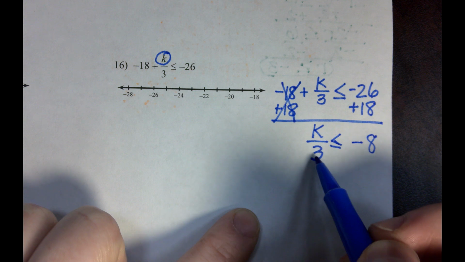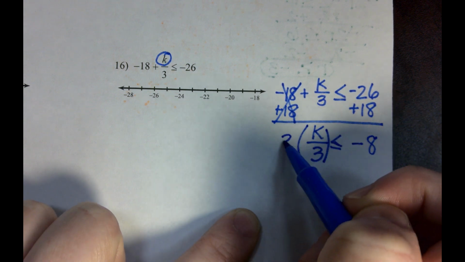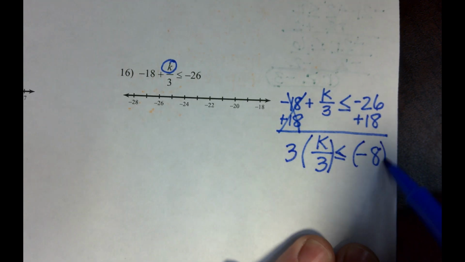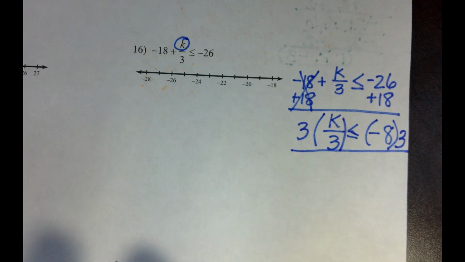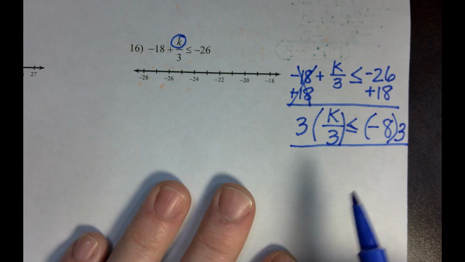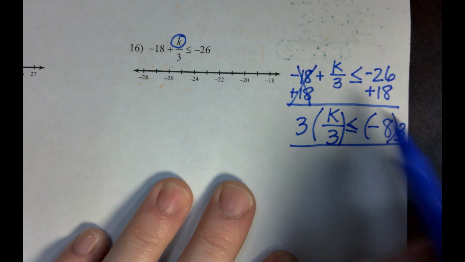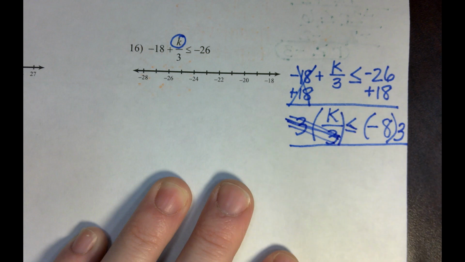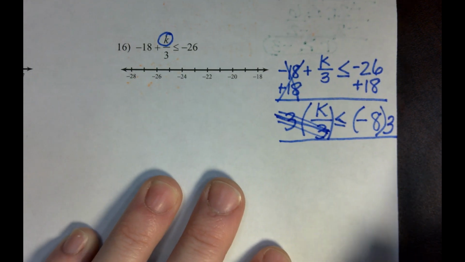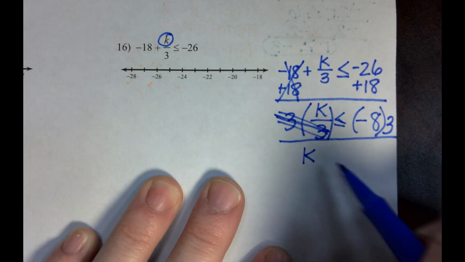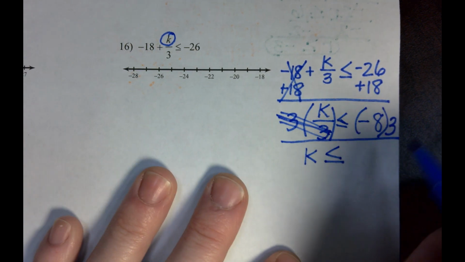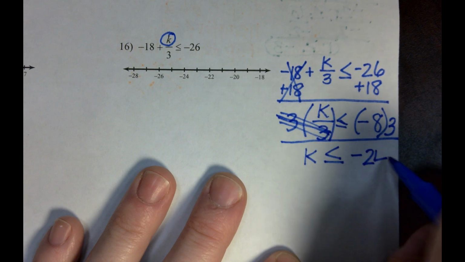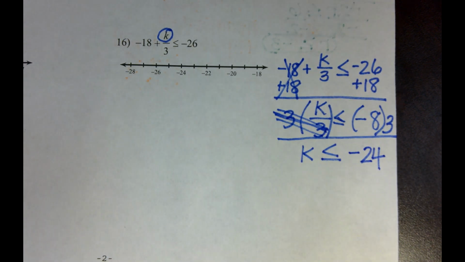Yes, now we have k divided by 3. We're going to multiply by 3 on both sides. All right, and what happens? The 3's cancel. Yes, my 3's will cancel. Now k less than or equal to negative 24. Yes, k is less than or equal to negative 24. Very, very nice. Then we'll just graph that answer.